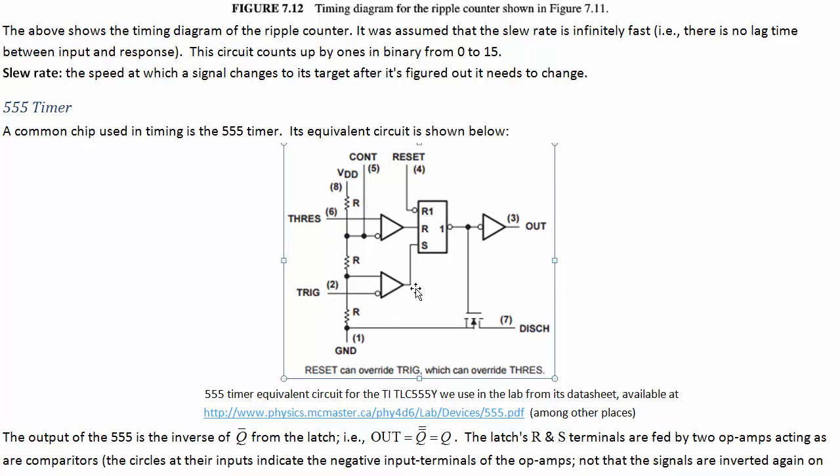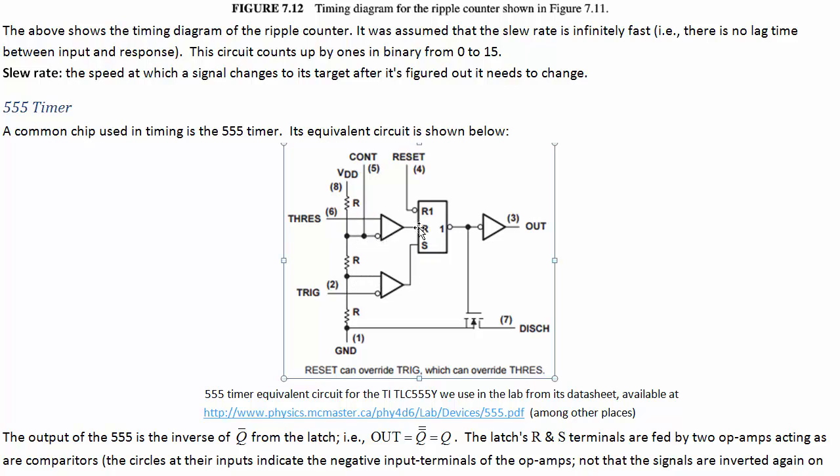These are op amps without feedback, so they're just comparators. The circles don't indicate that we're inverting this. It's just showing you the negative input. This thing, because there's no current that can go into the op amps, is just a 3 resistor voltage divider. So we've got VDD over 3 here, and 2/3 of VDD here.